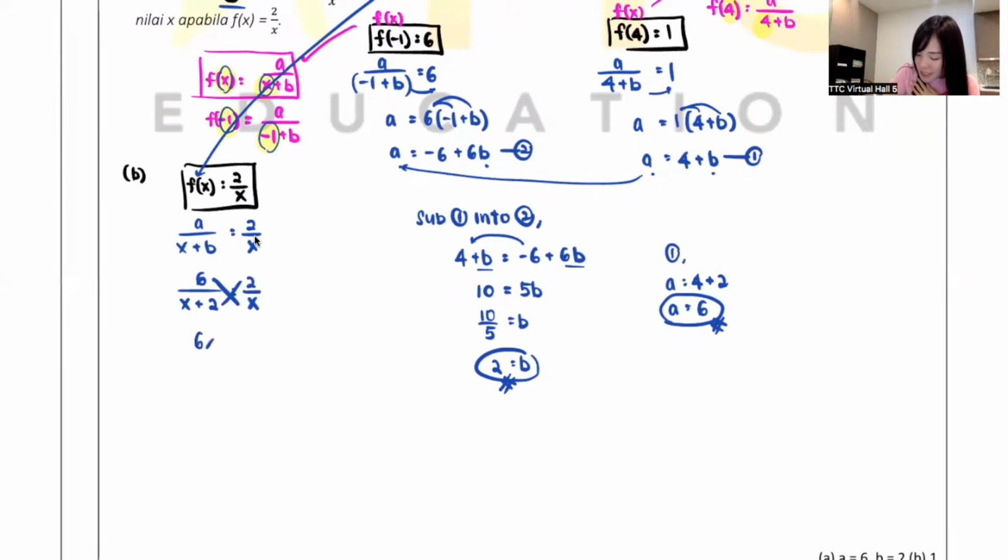So x times 6, 6x. Then the 2 must times the x plus 2. So 2 times x, 2x. 2 times 2, 4. Continue, combine: plus 4, move it over, minus 4. 6x minus 2x is 4x. Times 4, move it over, divide by 4.